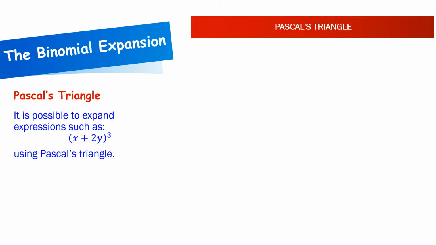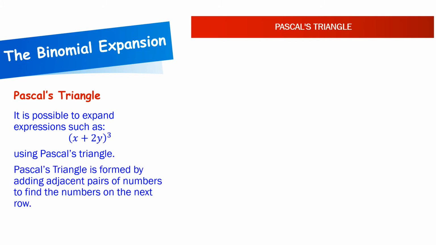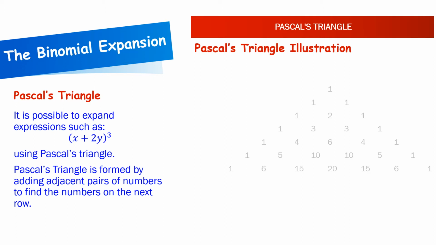It is possible to expand expressions such as x plus 2y all cubed using Pascal's triangle. Pascal's triangle is formed by adding adjacent pairs of numbers to find the numbers on the next row. So let's illustrate how this is done and see how Pascal's triangle is constructed.